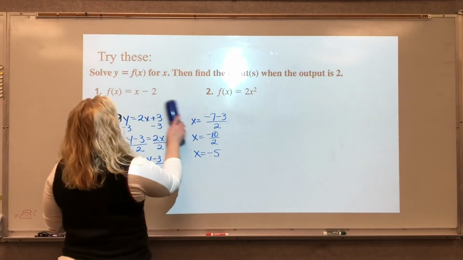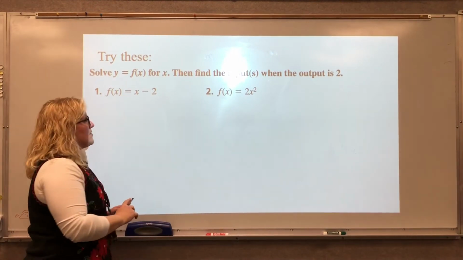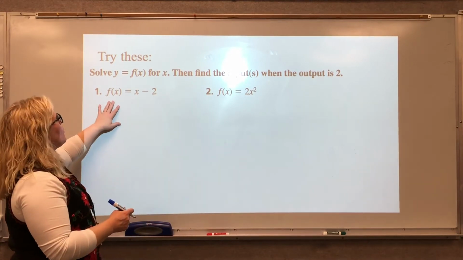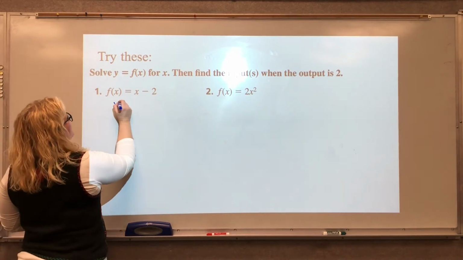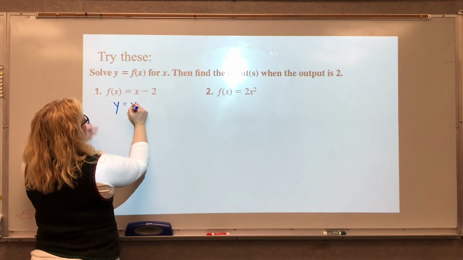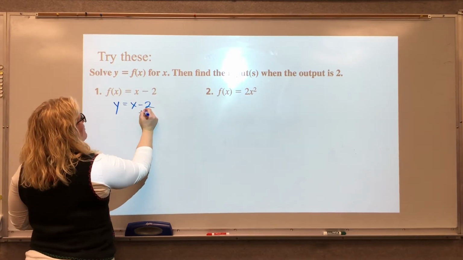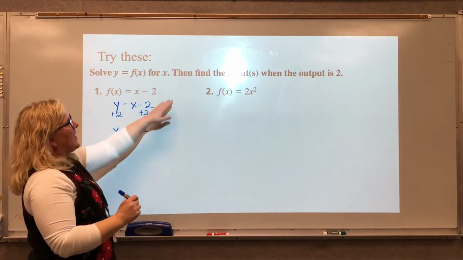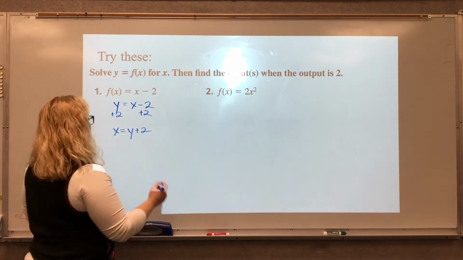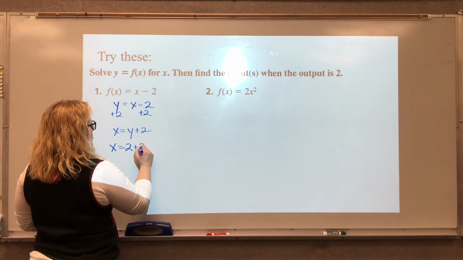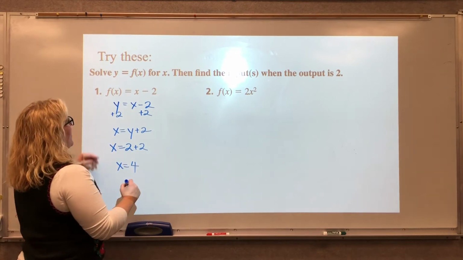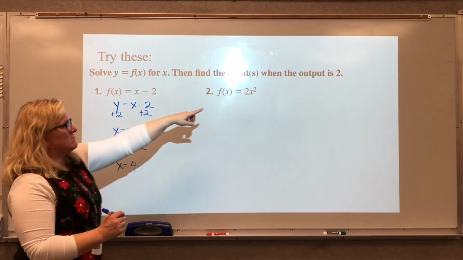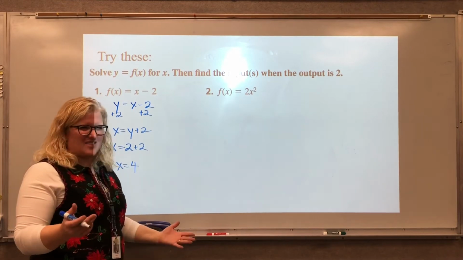Okay, so I want you to try that. Go ahead and pause your video. All right, so solving for x again. First of all, I put y here because that helps me keep that straight a little bit. And if I'm solving for x, I'm going to add 2 to both sides. So I get x equals y plus 2. And then find the input when the output is 2. So x equals 2 plus 2, x equals 4. So if I plug in 4 for x right here, I'll get 2, which is what my output is, if that made sense. I hope that made sense.